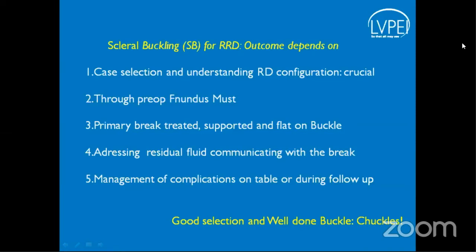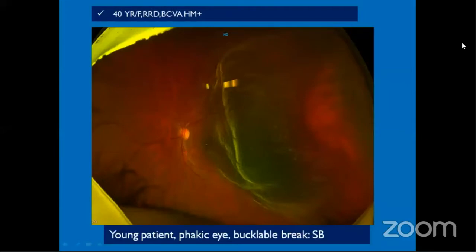Finally, on table, the primary break, the primary lesion, needs to be treated, needs to be supported on the buckle hump, and has to be flat on the buckle. Addressing the residual fluid communicating with the break is also important. Finally, management of complications on table or during follow-up.